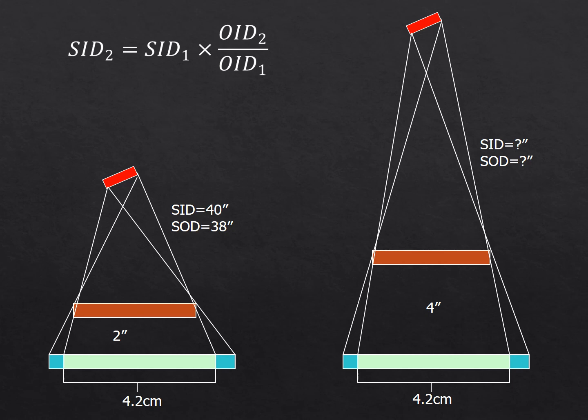And to get our SOD, we take our 80 minus the 4 inches. So that would give us 76 SOD.